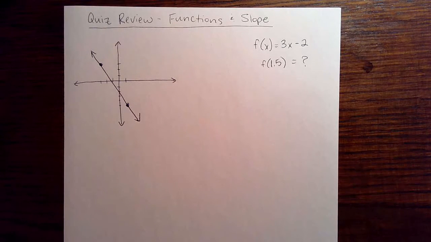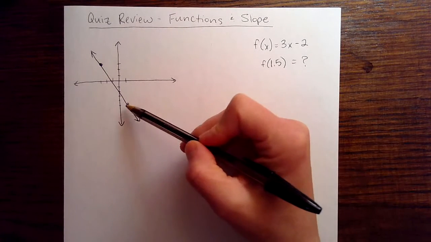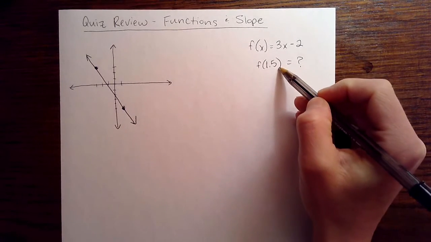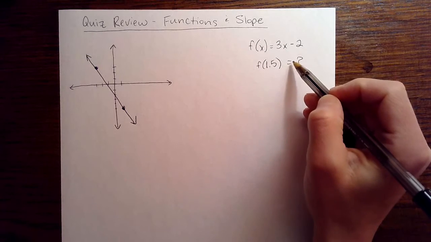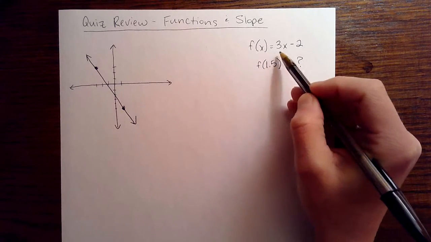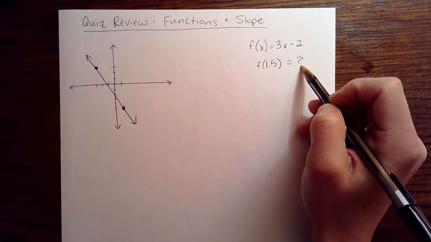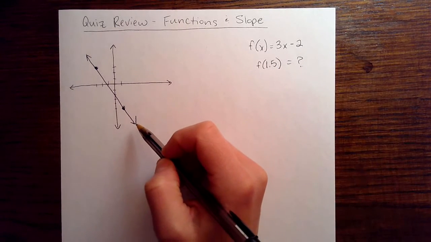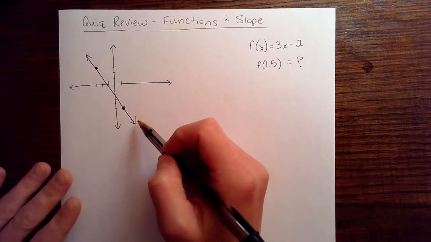Two problems that I want to point out from this week's quiz. One was a line asking, what is the slope of this line? The other was a function and asking, what is the outcome if I plug in 1.5? So the f of x equals 3x minus 2. What is f of 1.5? So we're going to focus first on the slope.